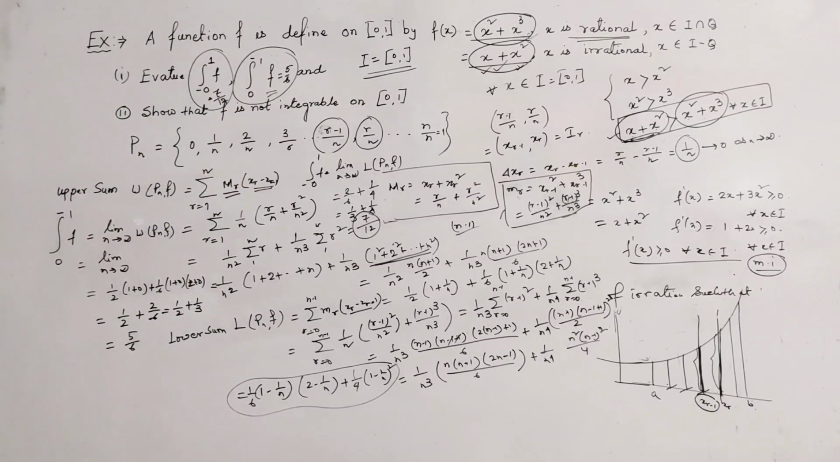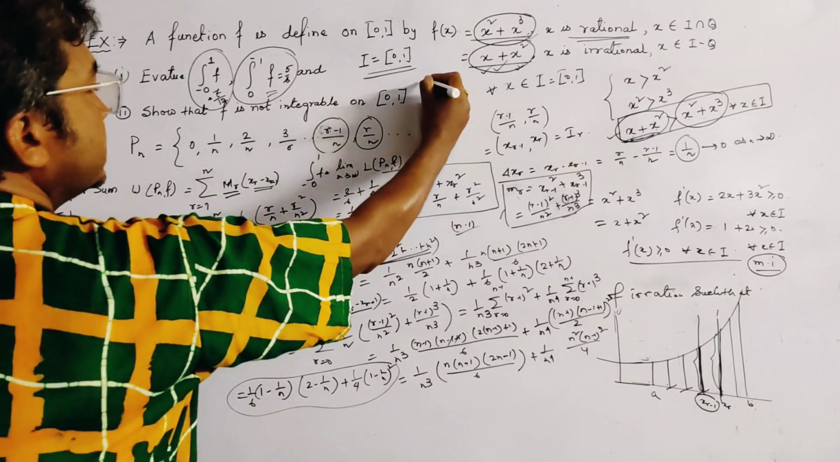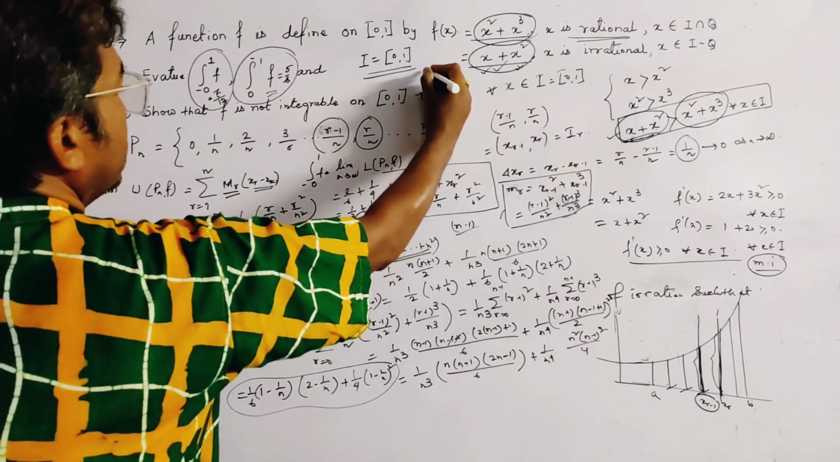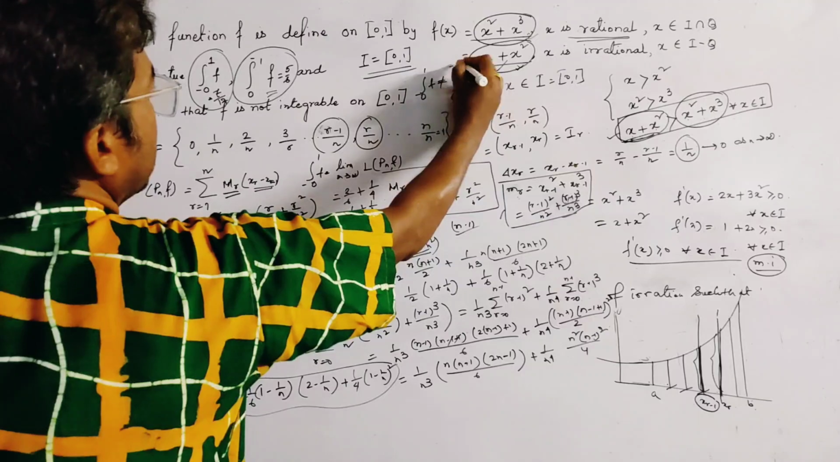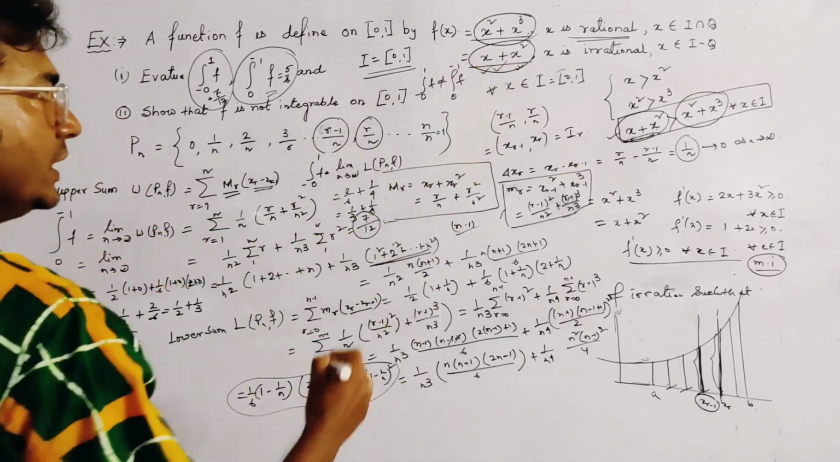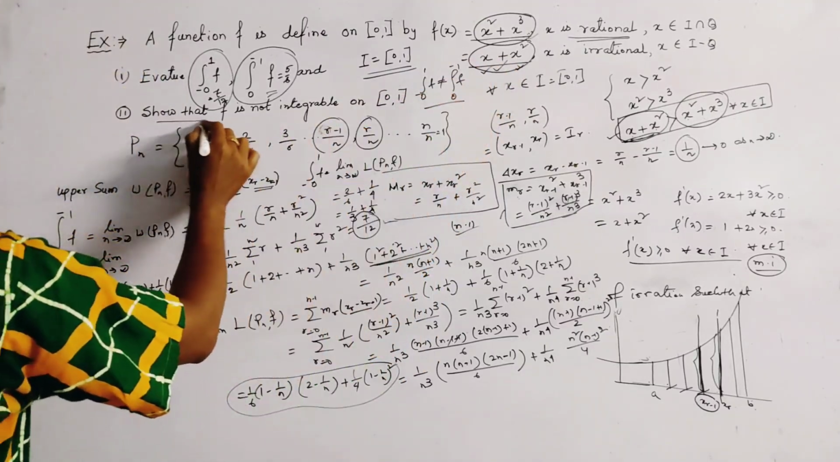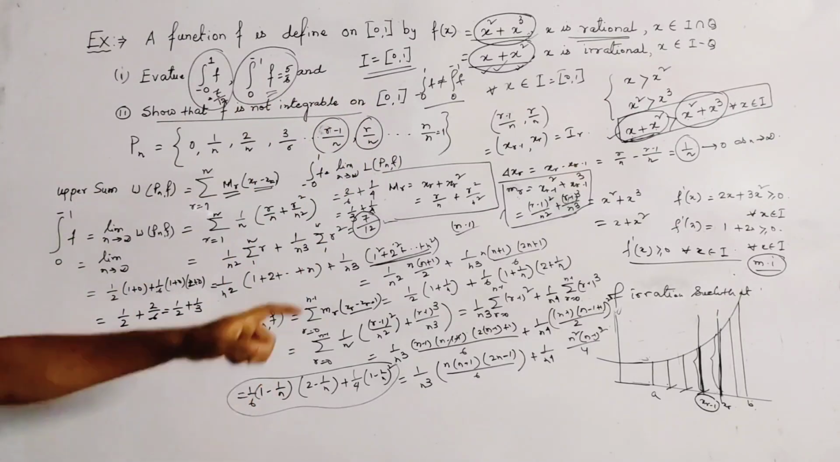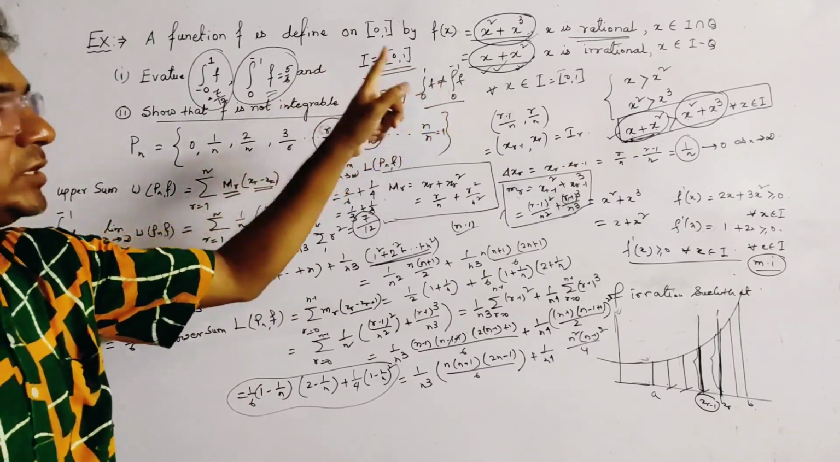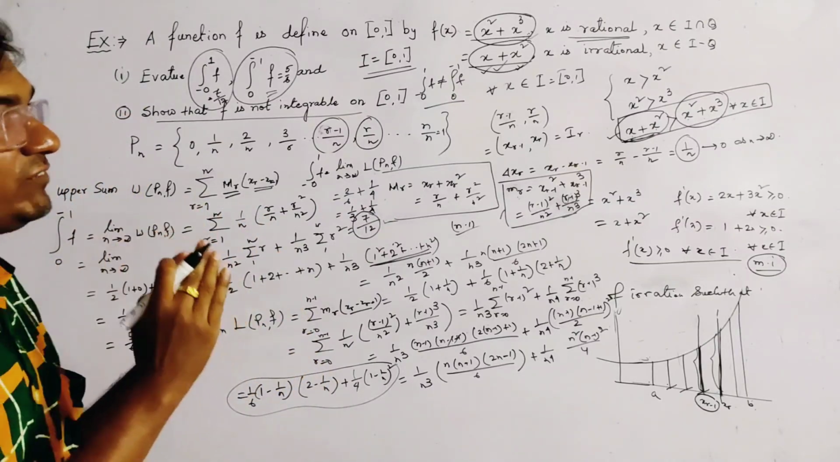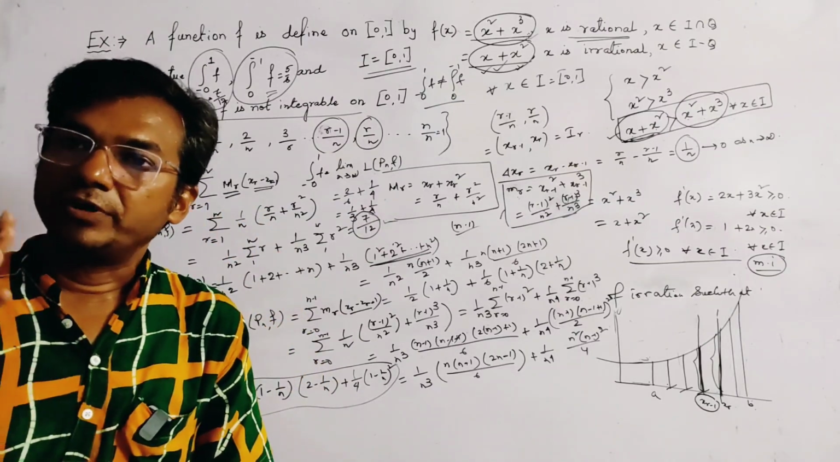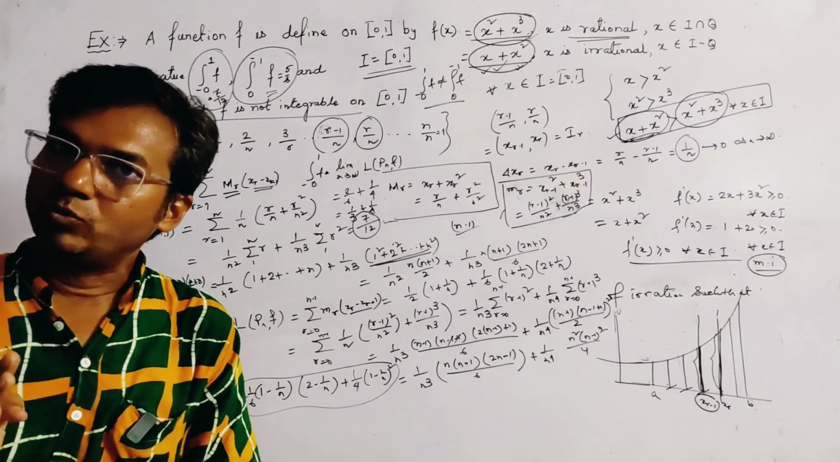And for the second problem, it is clear that since the lower integral of f from 0 to 1 is not equal to the upper integral of f, this function is not integrable, because the lower integral and the upper integral are not equal. This is a very important problem of Riemann integration. Thank you for watching.